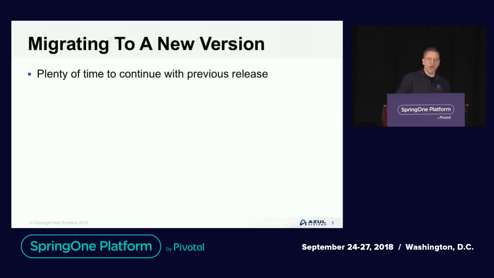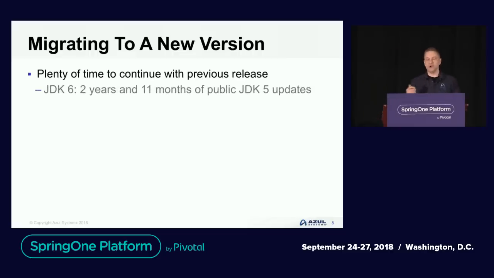Okay. The other thing about Java is we have this wonderful ability to migrate to new versions in a comfortable way. What do I mean by that? Well, again, if you go back to when JDK 6 was launched, there were public updates to JDK 5 for nearly 3 years after JDK 6 was launched. That meant if you were using JDK 5, you could carry on for nearly 3 years before you needed to move to JDK 6. So you had nearly 3 years of public updates enabling you to migrate to the next version at your pace. So it's nice and comfortable.